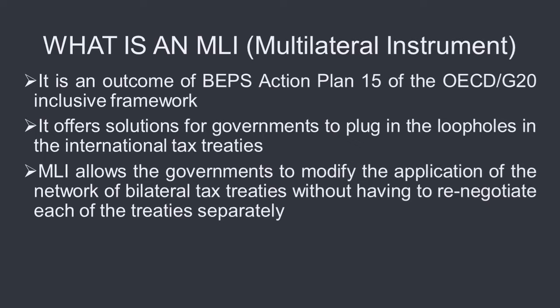MLI is an outcome of BEPS Action Plan 15 of the OECD Inclusive Framework. It offers solutions for governments to plug the loopholes in the international tax treaties. MLI allows governments to modify the application of the network of bilateral tax treaties without having to renegotiate each of the treaties separately.